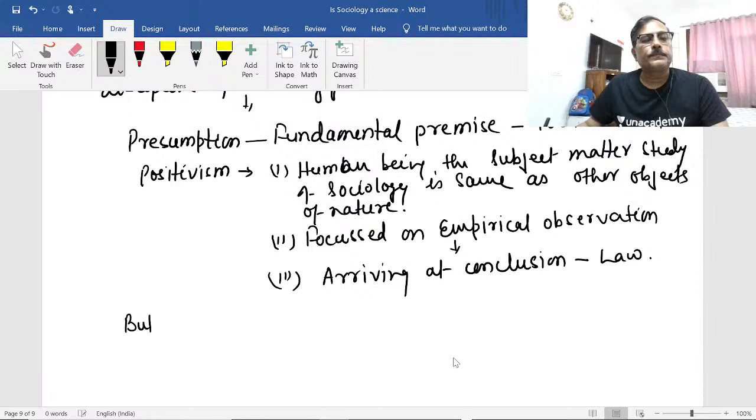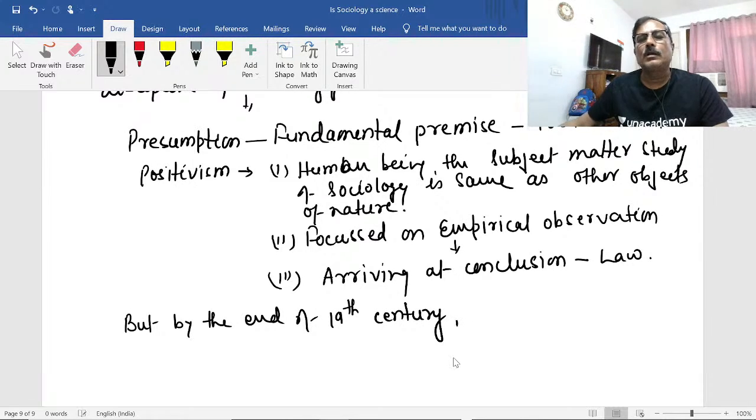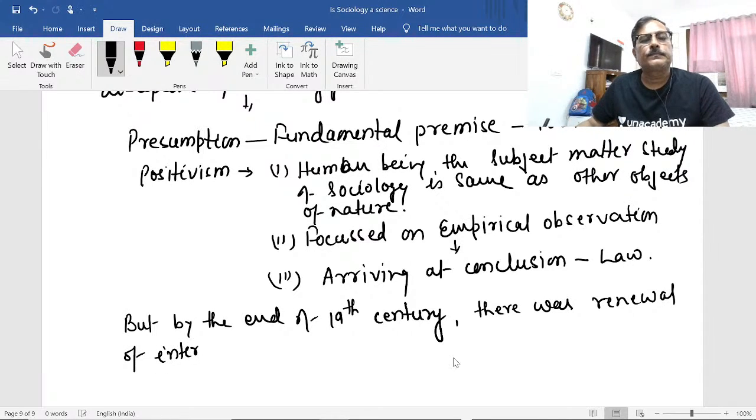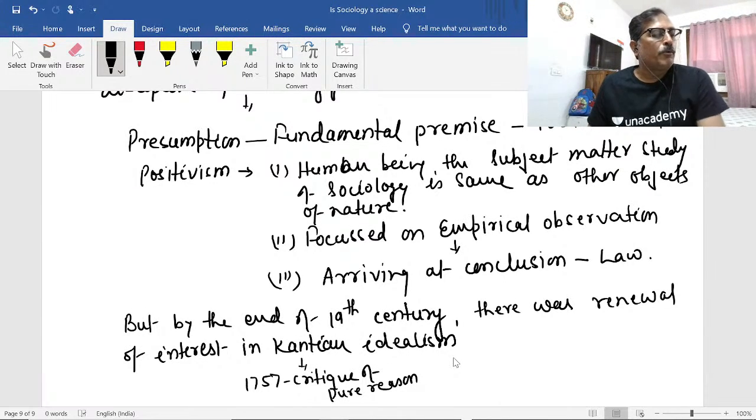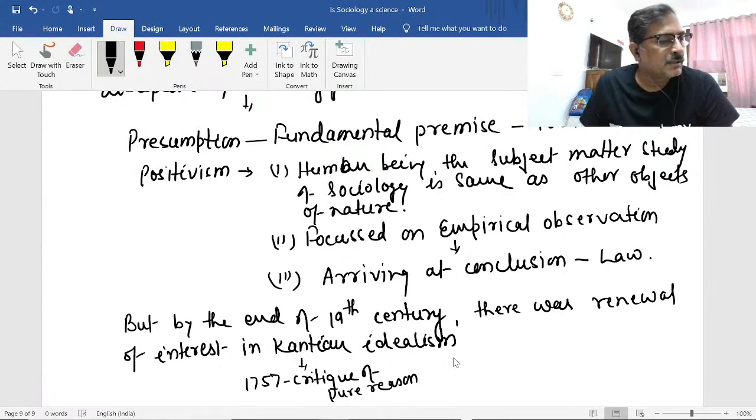But by the end of the 19th century, there was a renewal of interest in Kantian idealism, right? Kant, he had written a book called Critique of Pure Reason in 1757, and he was the most popular philosopher of the 18th century.